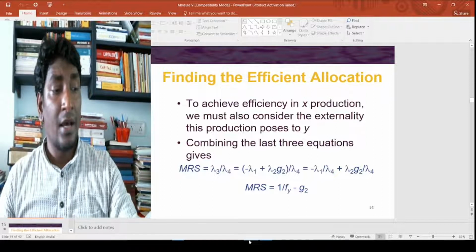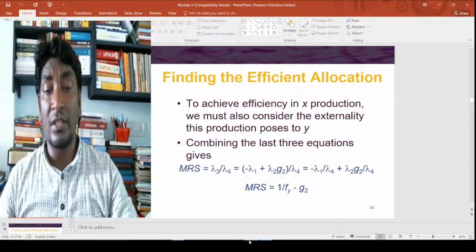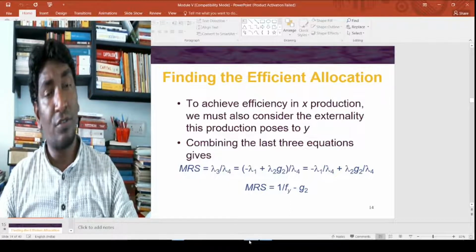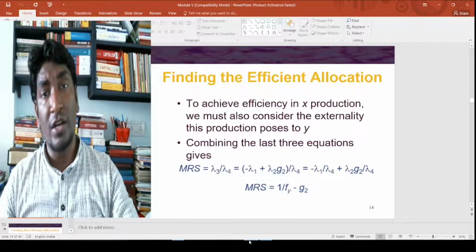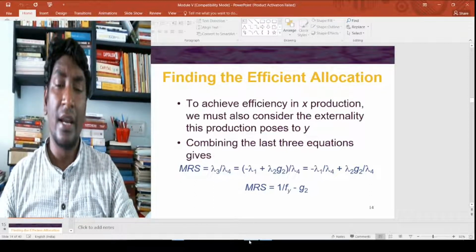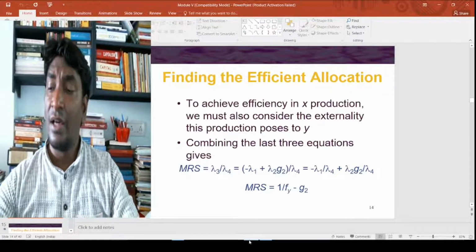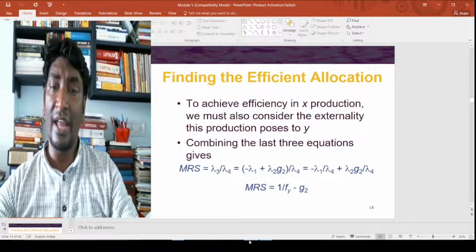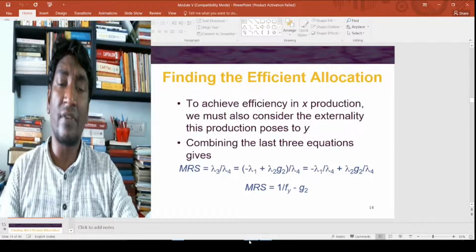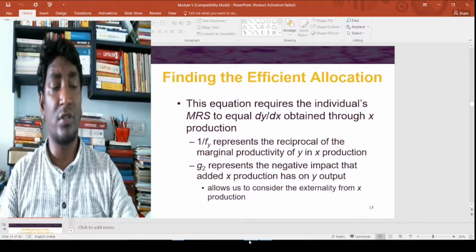That means the total output is also dependent on the kind of pollution, if it is a pollution case, and there are many other cases which we can discuss in that context. The loss which is incurred will be subtracted from this. So that would be the net effect on the rate of substitution.